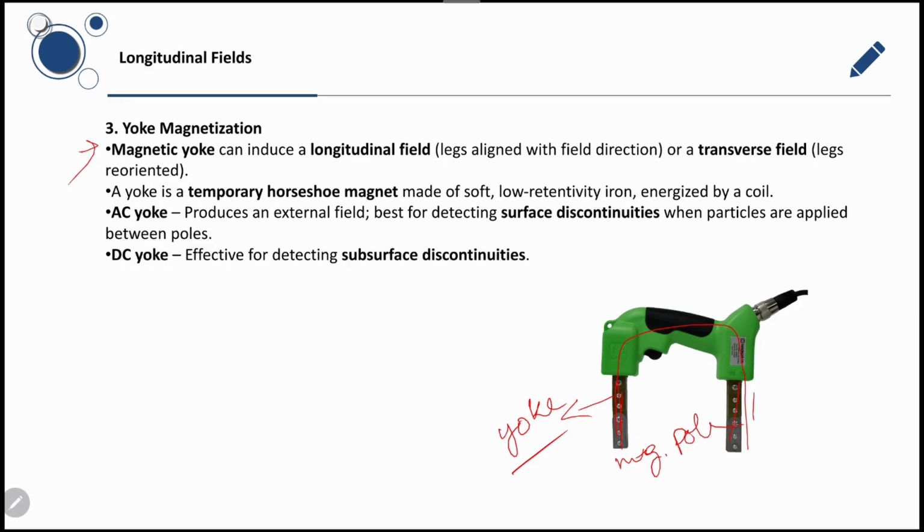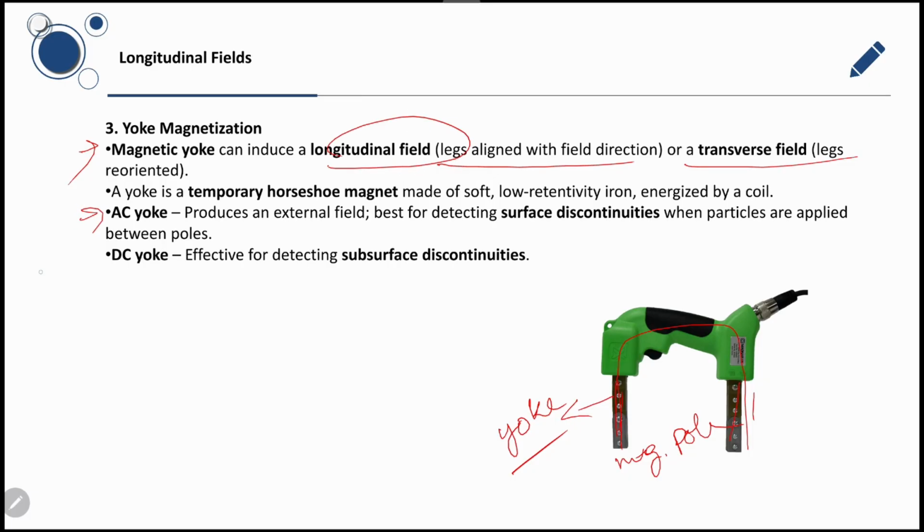The first point is, when the yoke legs are aligned with the length of the object, the magnetic field flows along the object. It's useful for detecting cracks that run transverse across the length of the part. When the yoke is reoriented, the field flows across the object. It's useful for detecting cracks that run along the length, that means longitudinal cracks of the part.